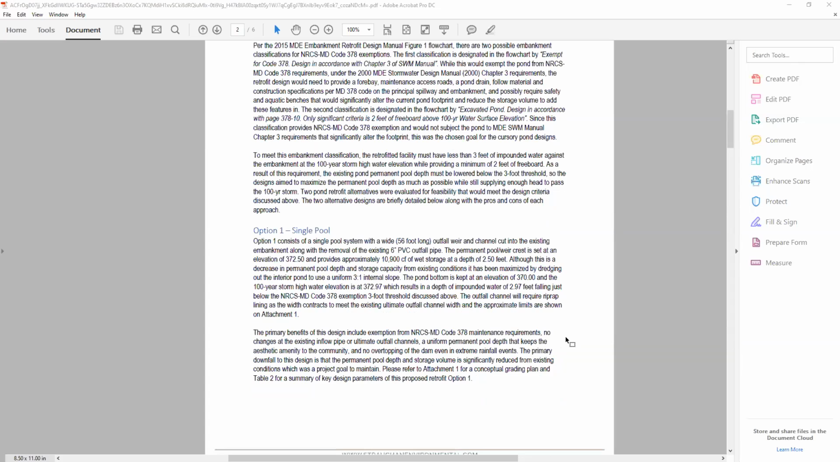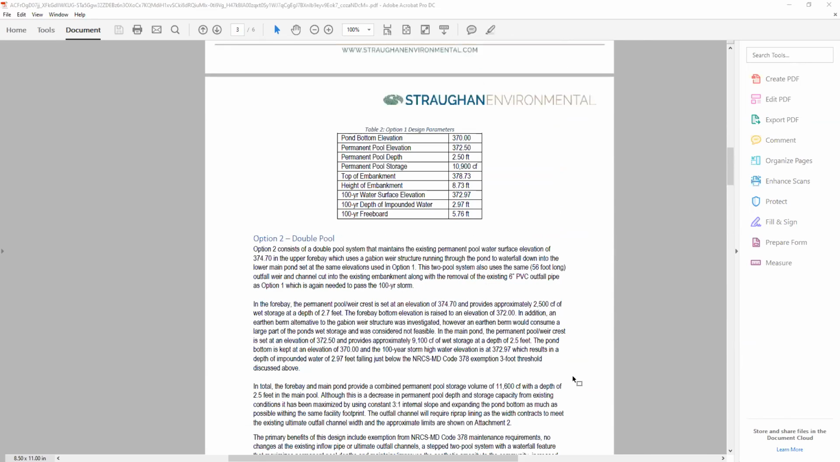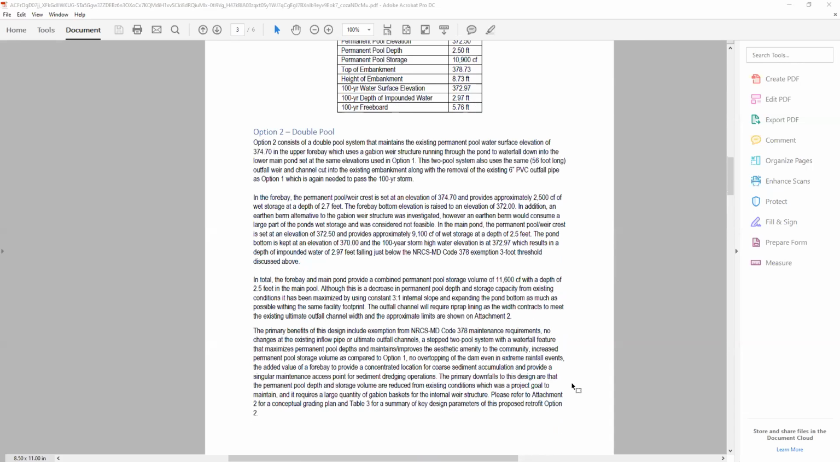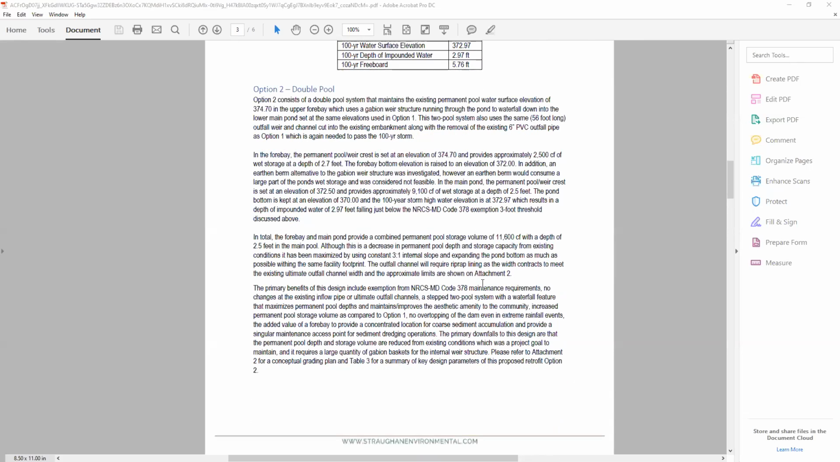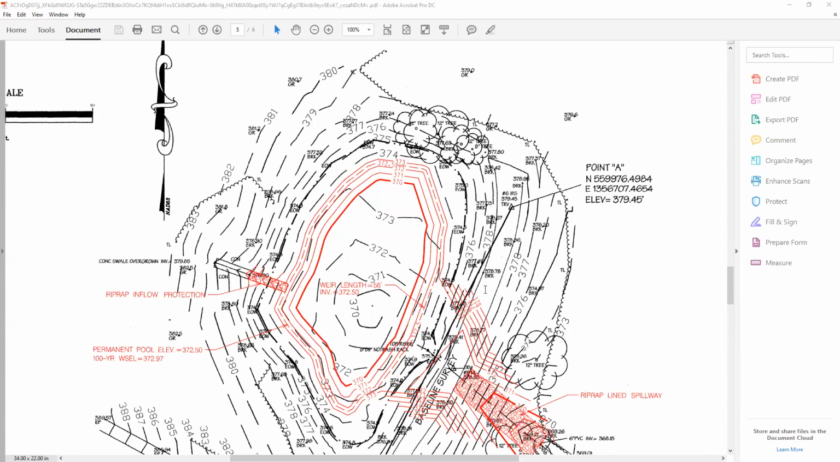So the first option is a single pool, and the single pool, we would lower the current permanent pool elevation by about 2 feet, and we would change the appearance of the berm. The second option is a double pool option, where we would actually create a forebay in it with box gabion or gabion baskets that would have an elevated water level. And I will show you designs for both of those. So this would be the single pool option.